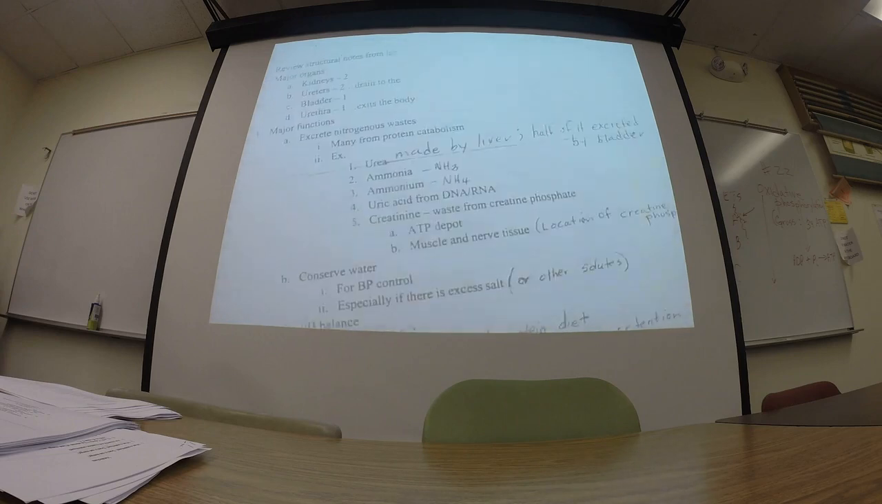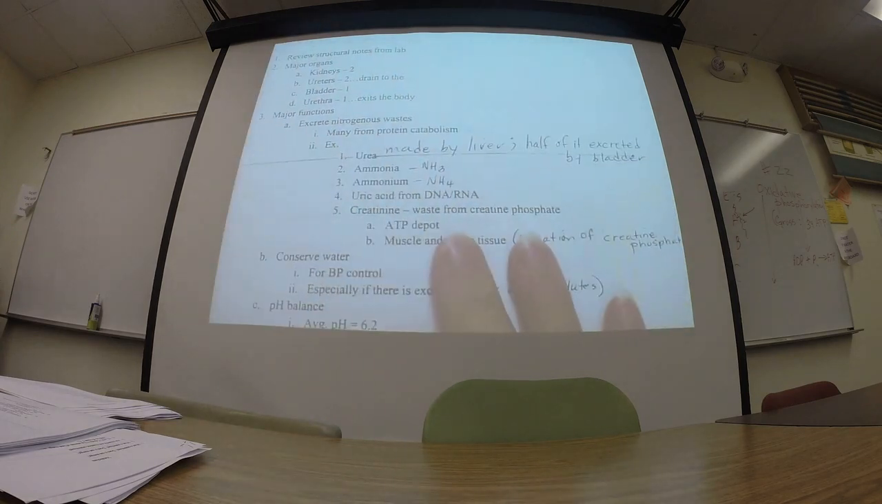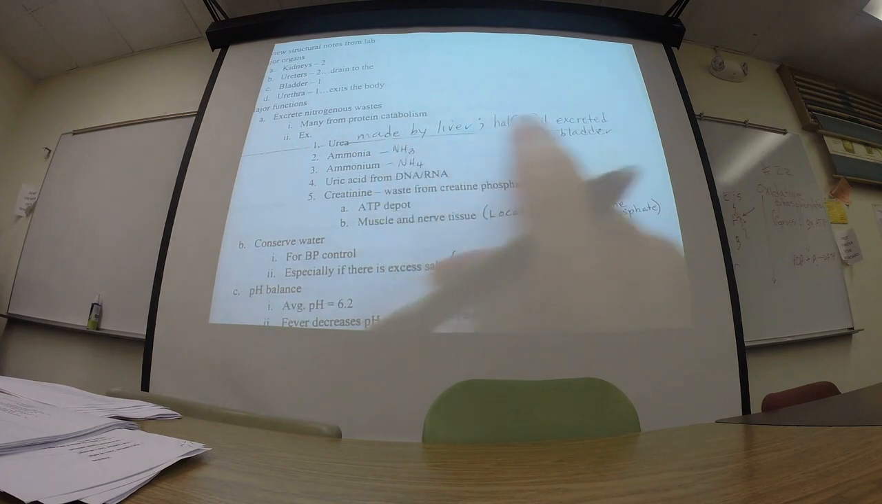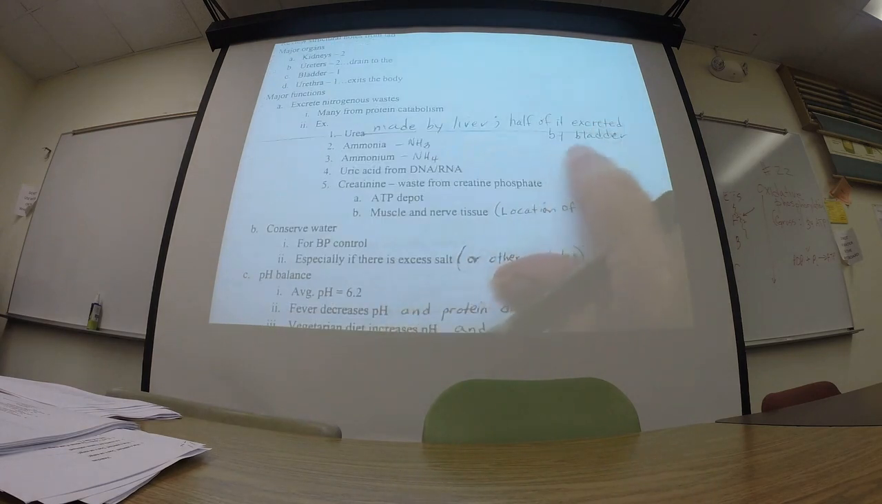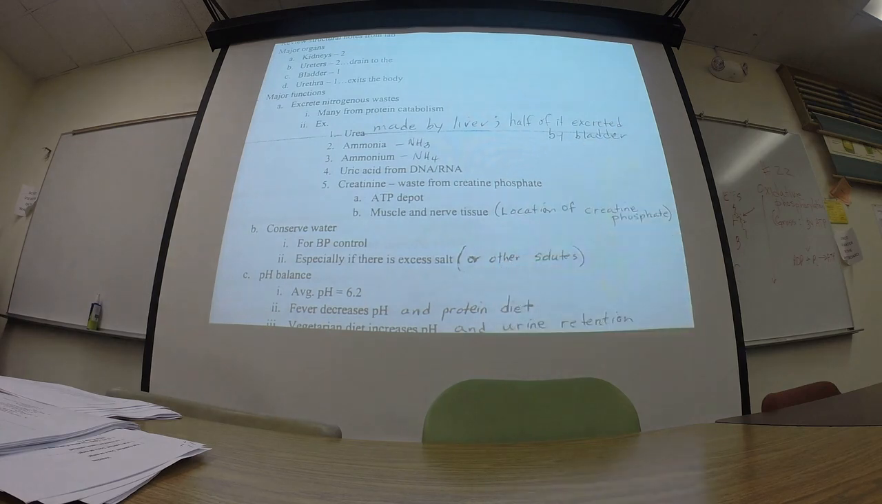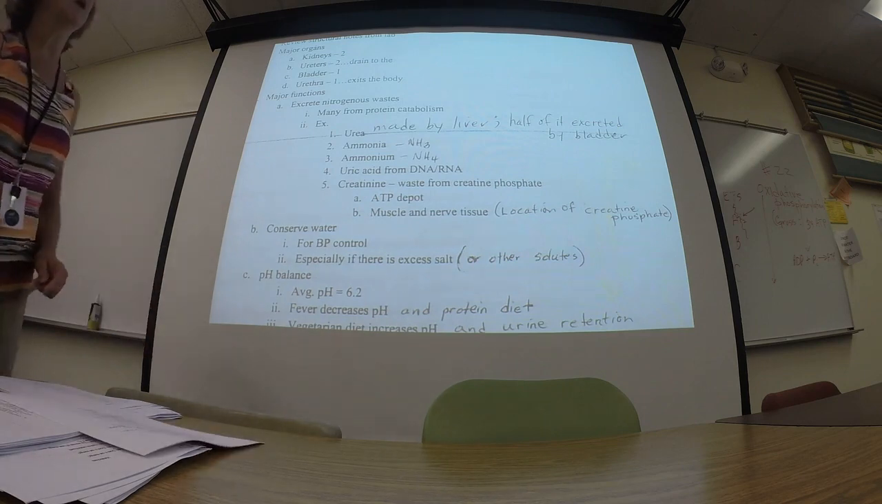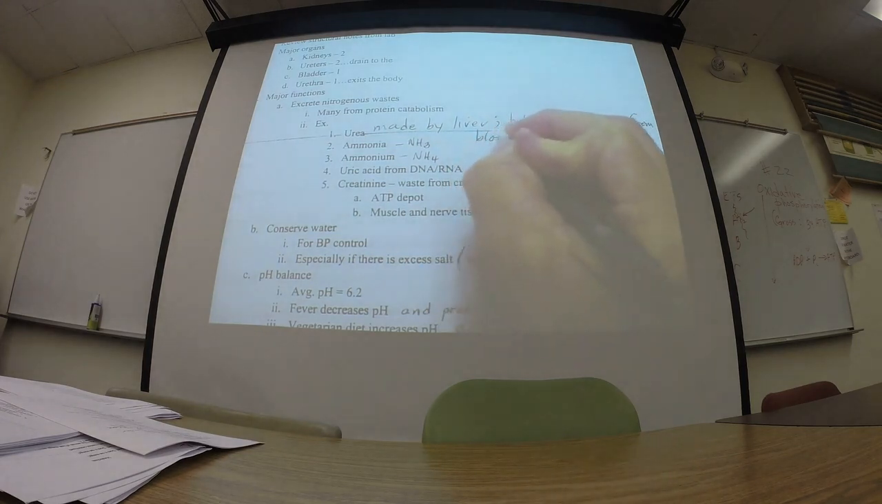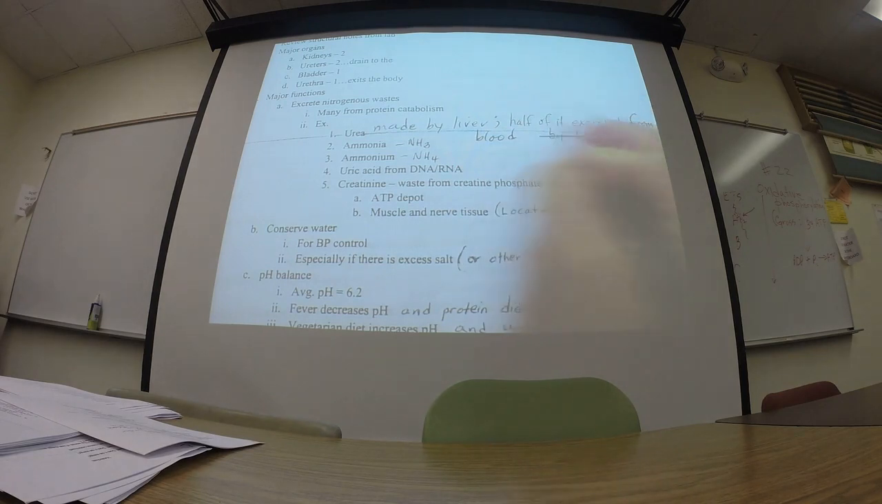So these are some of the things I said before. Urea was made by your liver, and when it gets to your bladder, every trip around, half of it is excreted out of your body from your bladder. That's not true. Half of it is excreted from the blood to your urinary system.